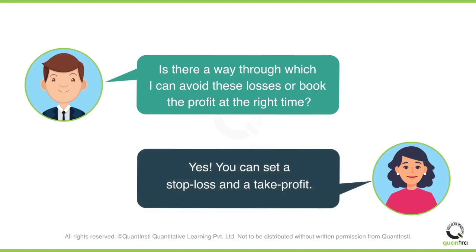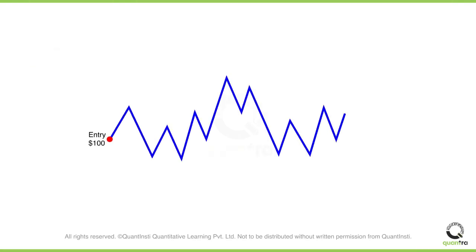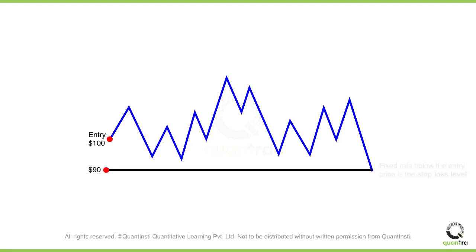Sophie suggests that he can set a fixed stop-loss and take-profit level for all the trades. She goes on to explain the concept of stop-loss and take-profit. In this particular example, we have entered a trade at $100. Now let's say that he cannot afford to lose more than $10 on his capital. In that case, he should set a stop-loss $10 below, or 10% below his entry price.